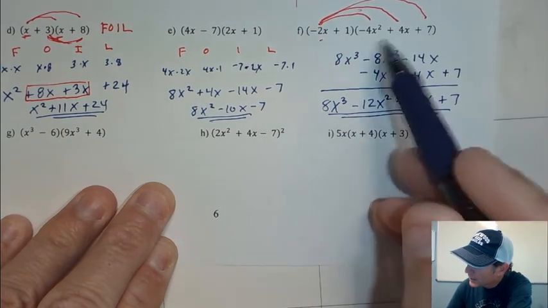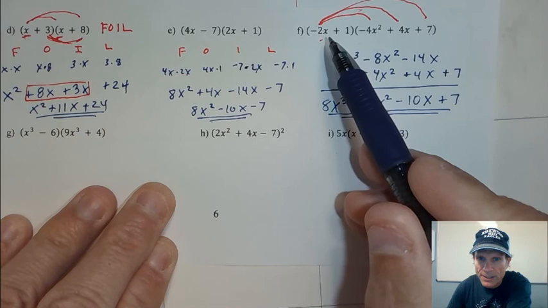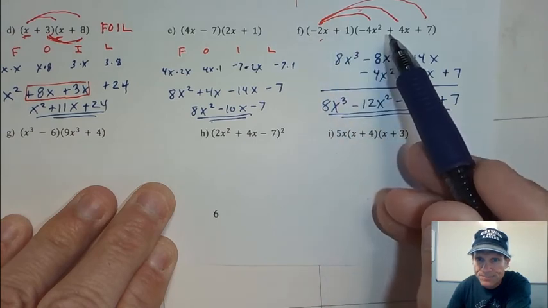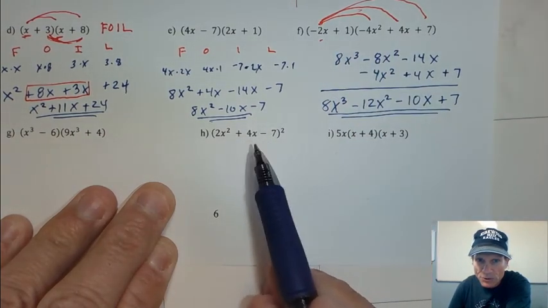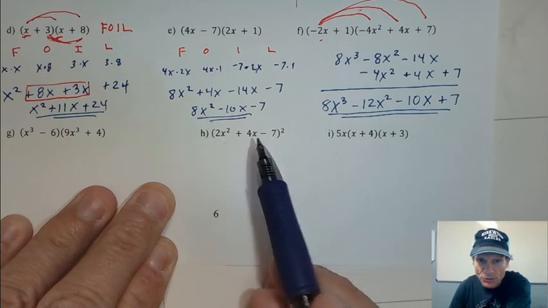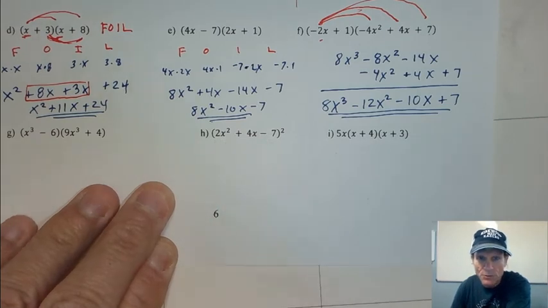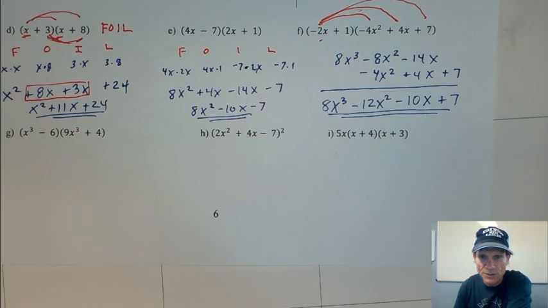Okay, so those kind of get a little long when you have a binomial times a trinomial. This one's going to kind of be torturous for us here. It's going to be a trinomial times a trinomial. So we'll work that out in the next video. Okay. All right. Thanks.